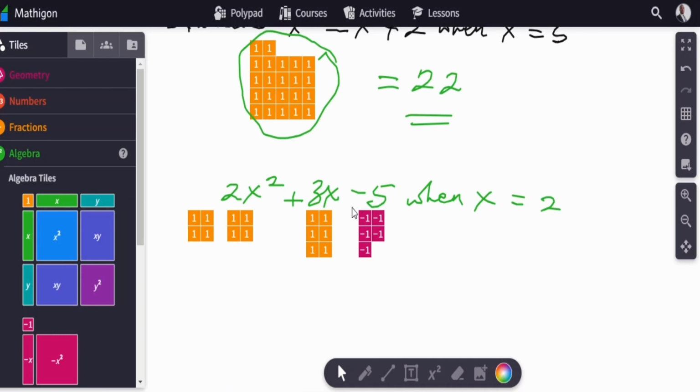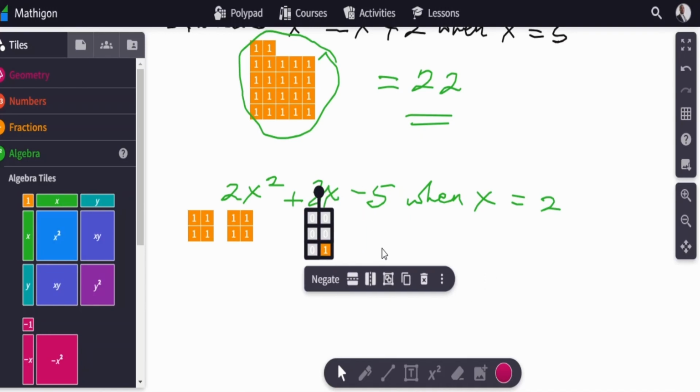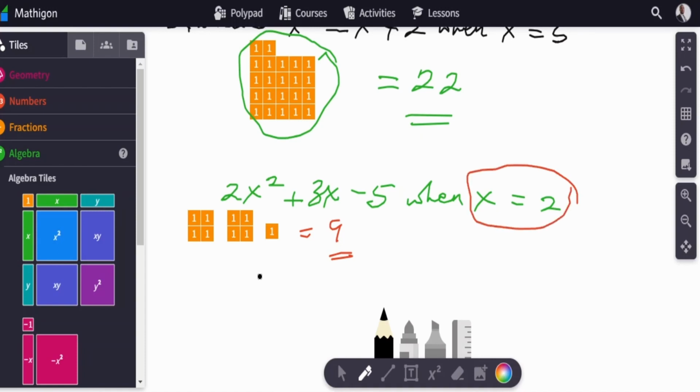So then again, this -5 will cancel out 5 of this to give us 0. We'll be left with 1. And adding it to this is 4, 8 plus 1, 9, gives us 9. So that means this expression here will give us 9 when x equals 2. And you can work out more examples by yourself.